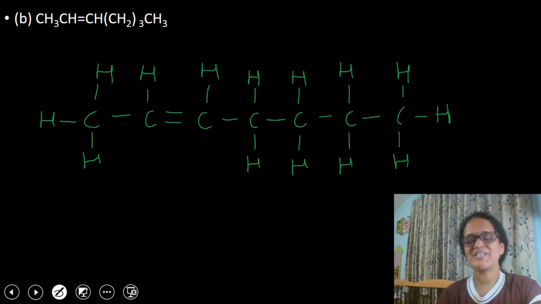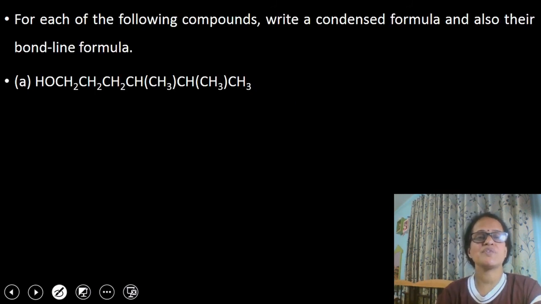So I hope it is clear to you. Organic chemistry actually it's very simple. If you understand the tricks, if you understand the method, it is very easy. Now next question. For each of the following compounds, write a condensed formula and also their bond line formula. So you have to do two things here. First you have to write the condensed formula.